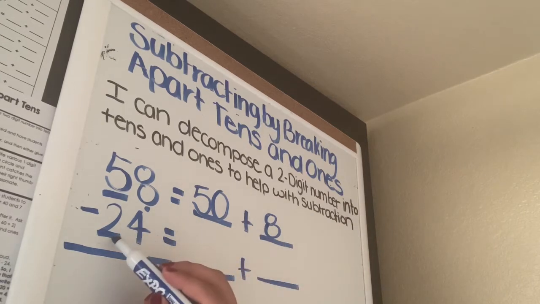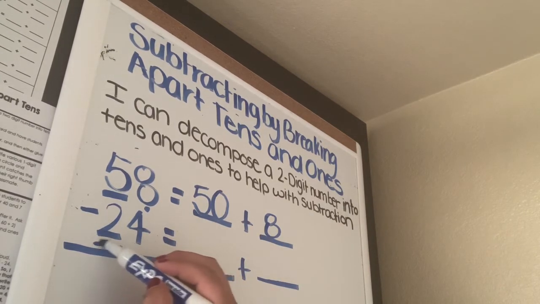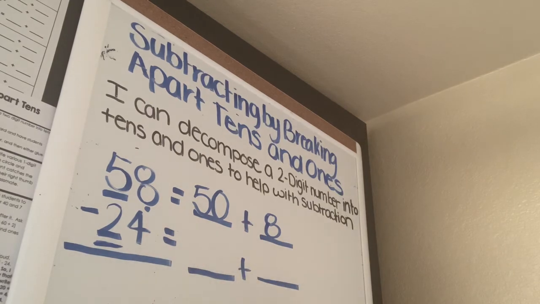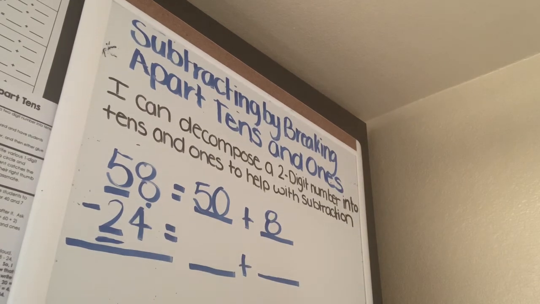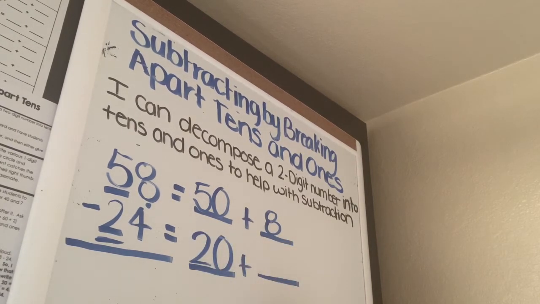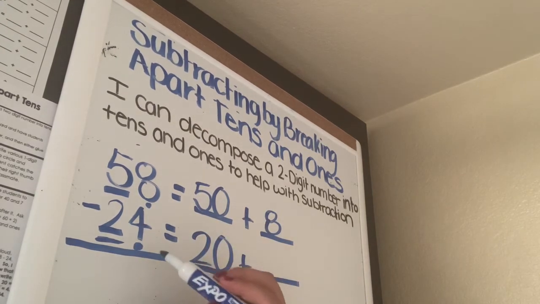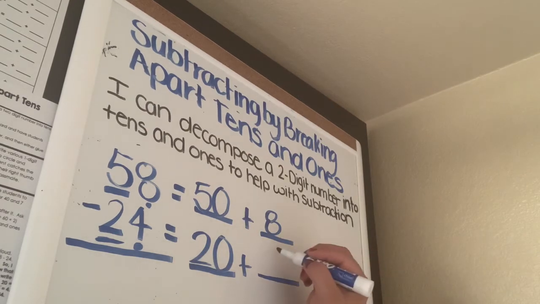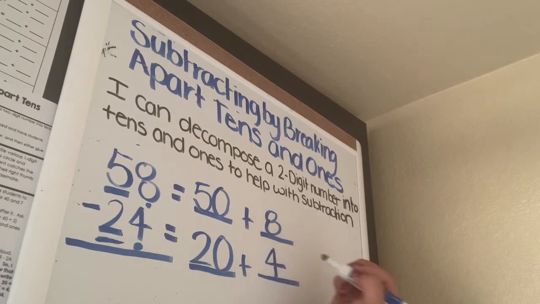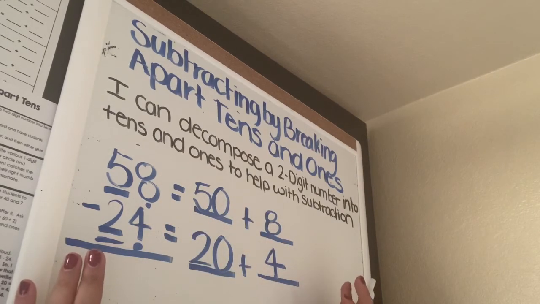Now we move on to the next number, which is 24. How many tens do we have in the number 24? 2. What is the value of 2 tens? 20. Now, how many ones do we have in the number 24? 4. Now we've decomposed our numbers.